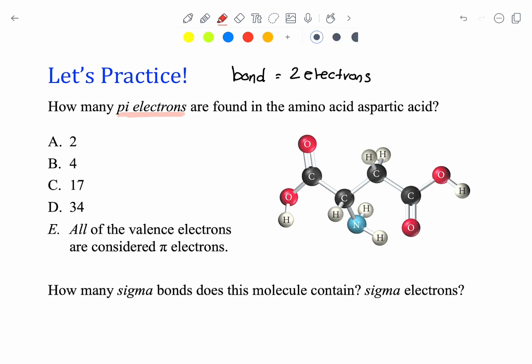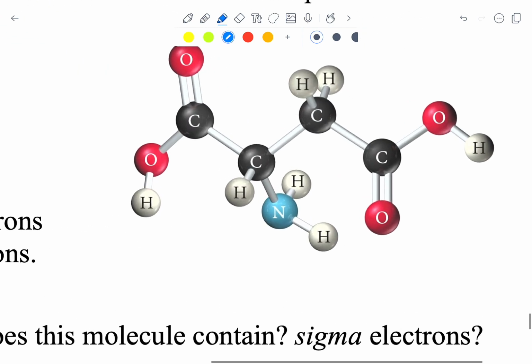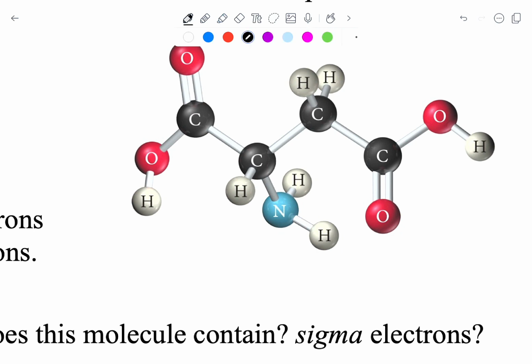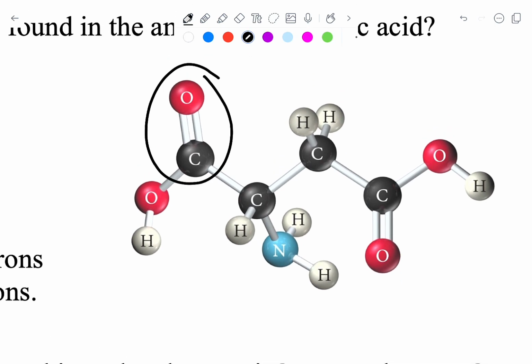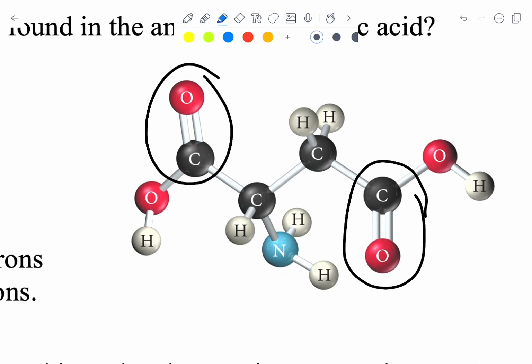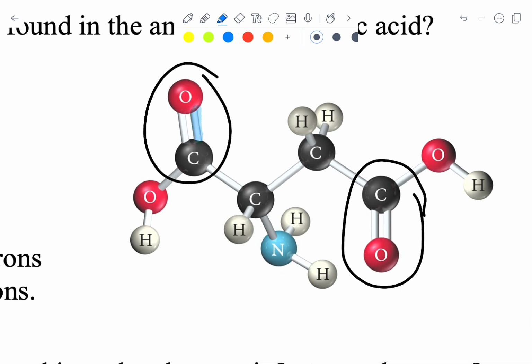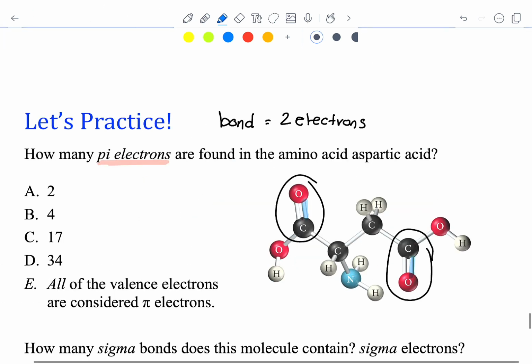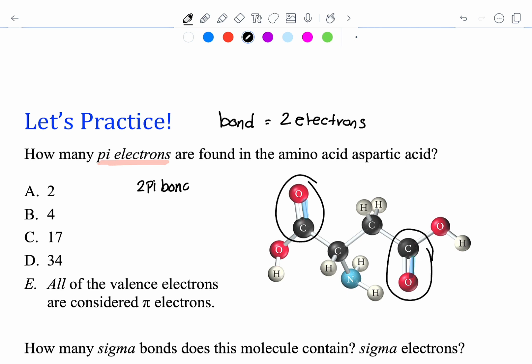So this molecule has two double bonds. Okay, so we have a double bond here and a double bond there. If each double bond is made up of a sigma bond and a pi bond, well, one of these is a pi, one of those is a pi, so I have two pi bonds. But I asked for pi electrons, so we got to be careful to see what the problem is asking.